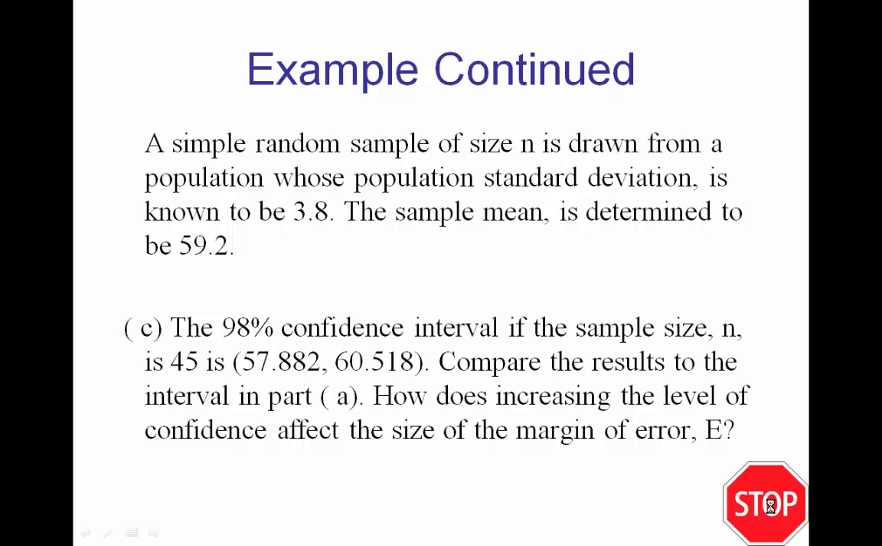Part C of this problem says the 98% confidence interval if the sample size is 45 is 57.882 to 60.518. Compare the results to the interval in Part A. How does increasing the level of confidence affect the size of the margin of error E? Stop the video and work this problem before you continue to the next slide.